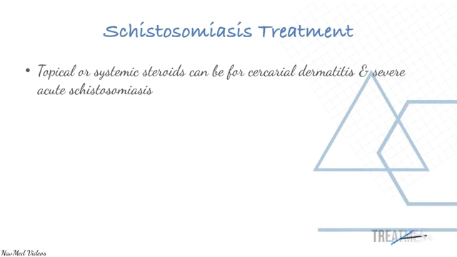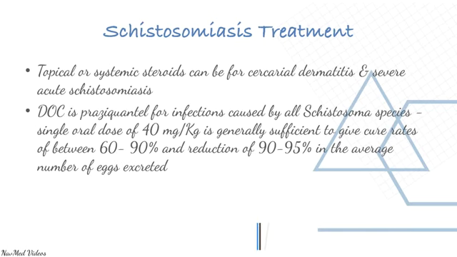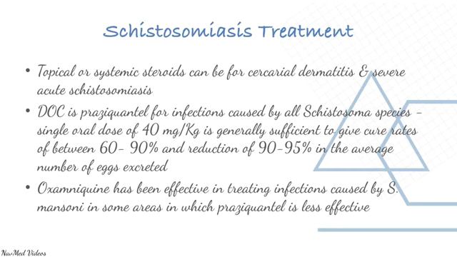Treatment is topical or systemic steroids, which can be used for cercarial dermatitis and severe acute schistosomiasis. The drug of choice is praziquantel for infections caused by all Schistosoma species. A single oral dose of 40 mg per kg is generally sufficient to give cure rates between 60 and 90% and a reduction of 90 to 95% in the average number of eggs excreted. Oxamniquine has been effective in treating infections caused by Schistosoma mansoni in some areas in which praziquantel is less effective.